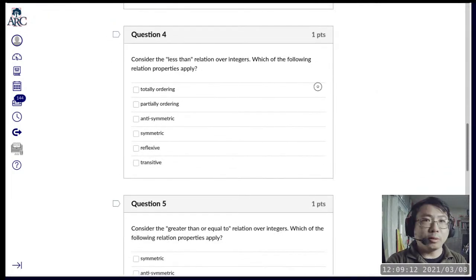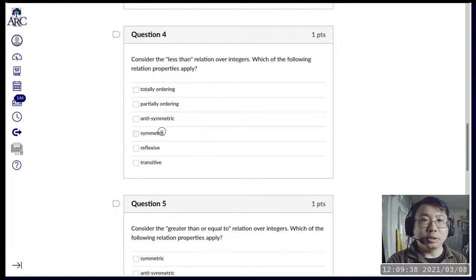Question number 4 is less than. So we want to look at less than, and we don't want to determine the totally or partially ordering first, because those rely on 3 of the other properties. So the first one is whether it is reflexive or not. Definitely not reflexive, right? Every value cannot be less than itself, so it's definitely not reflexive.